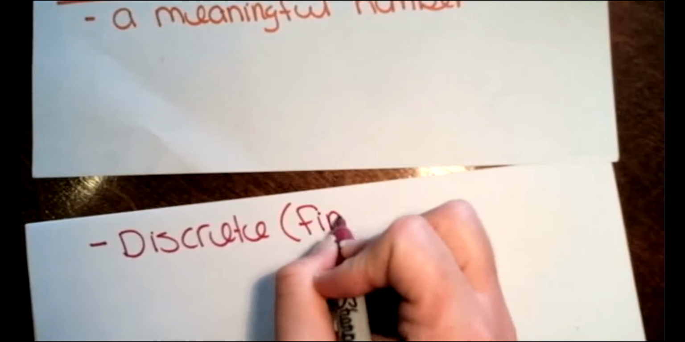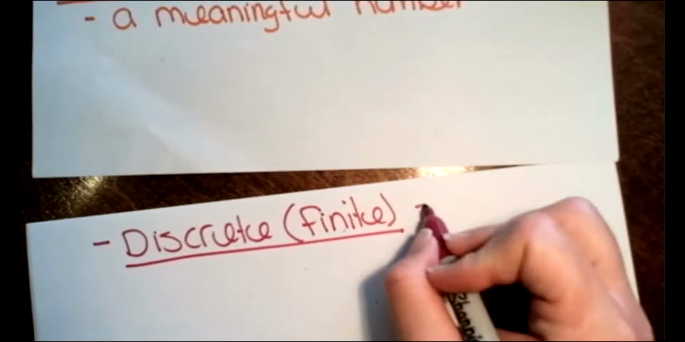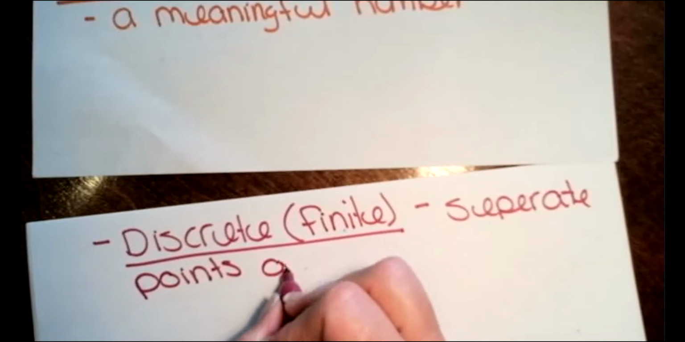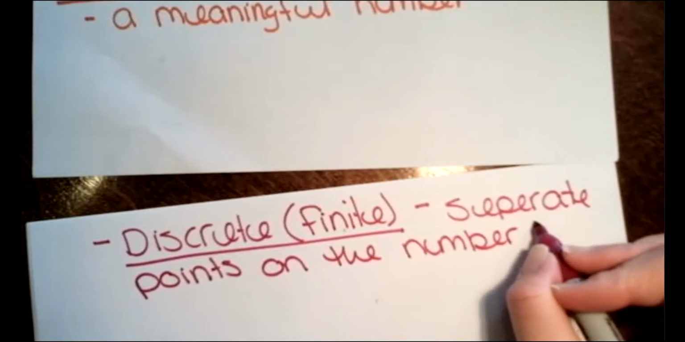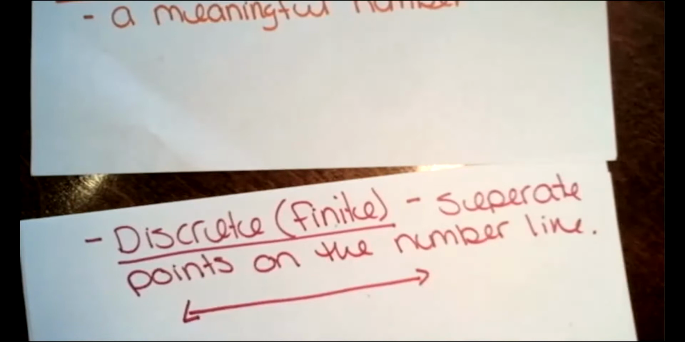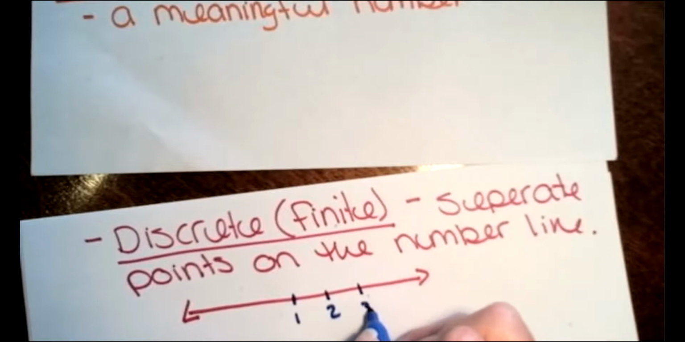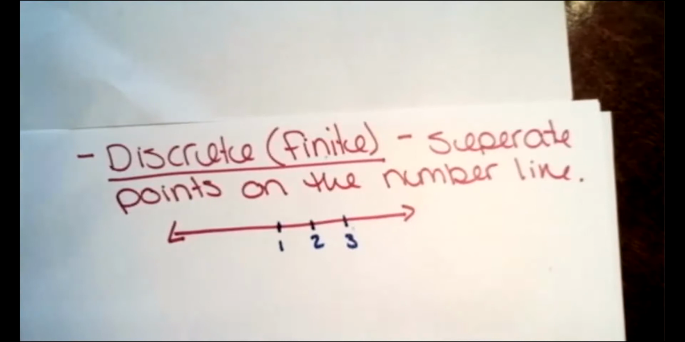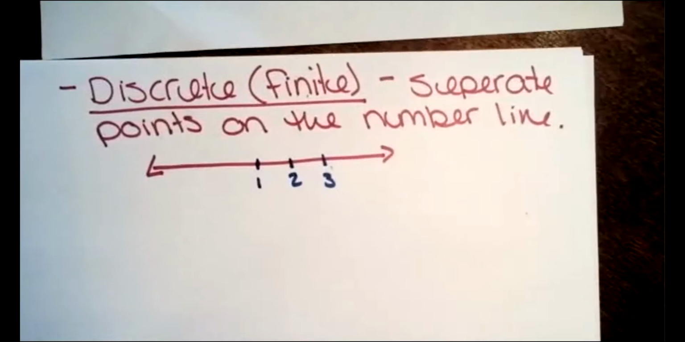So discrete data is called finite data, and this is countable. What this means is I can have separate points on a number line. I'm going to draw this out for you. So I might have one here and two and three, right? It's countable like that. So that's like the example we just had with the number of letters in each word. That's discrete, it's finite. You can actually count it. I feel like my camera is out of focus today. It wasn't this morning, so I apologize. Okay, so that's one type of numerical data.